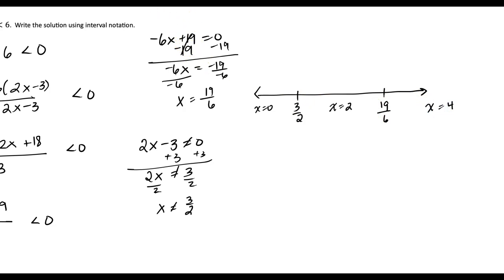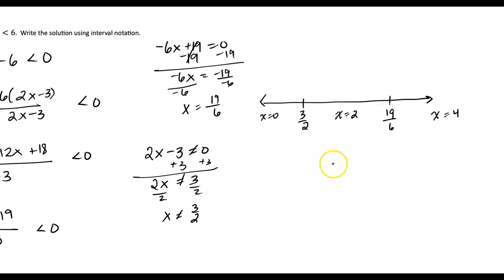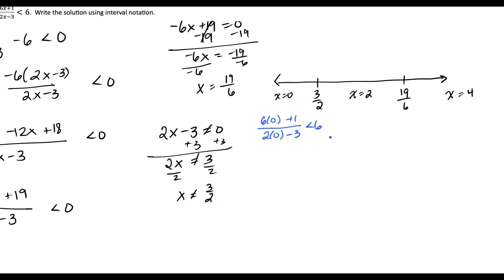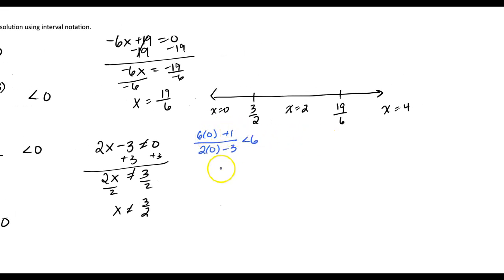So let's first check with our original inequality, and we have 6 times 0 plus 1 over 2 times 0 minus 3. Is that less than 6? So 0 plus 1 is 1, 0 minus 3 is negative 3. Is that less than 6? I can stop right there and know the negative is smaller than a positive. So yes, I want to shade in there.